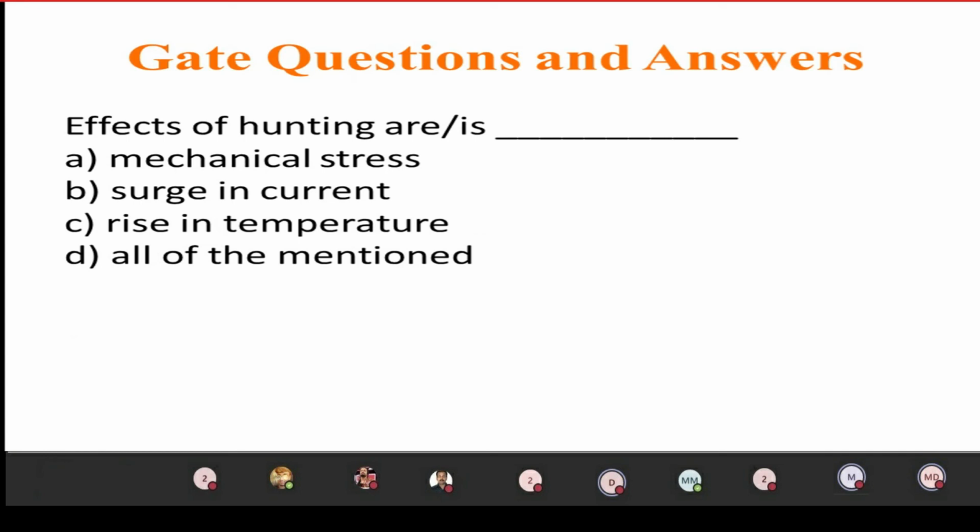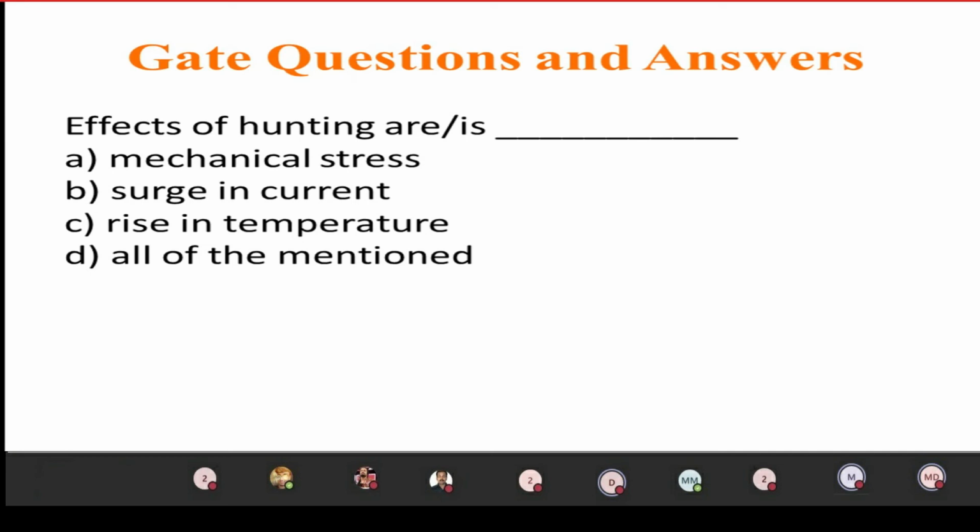Effect of hunting: mechanical stress, surge in current, rise in temperature, all of them mentioned. So what is hunting?